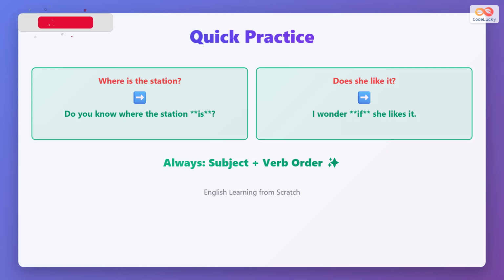Change direct questions like where is the station to embedded questions. Do you know where the station is? Or does she like it to I wonder if she likes it? Remember, embedded questions always follow subject, then verb order.